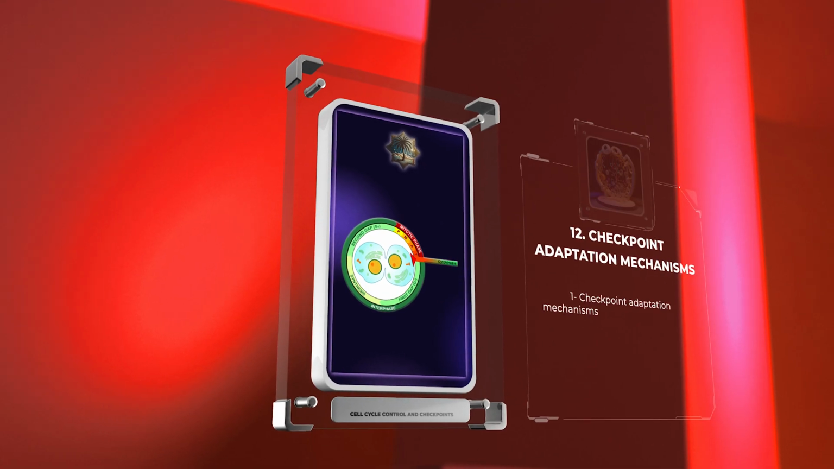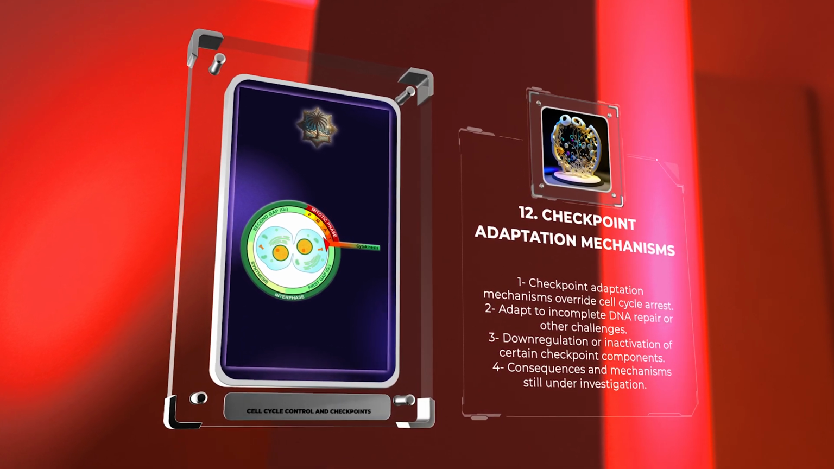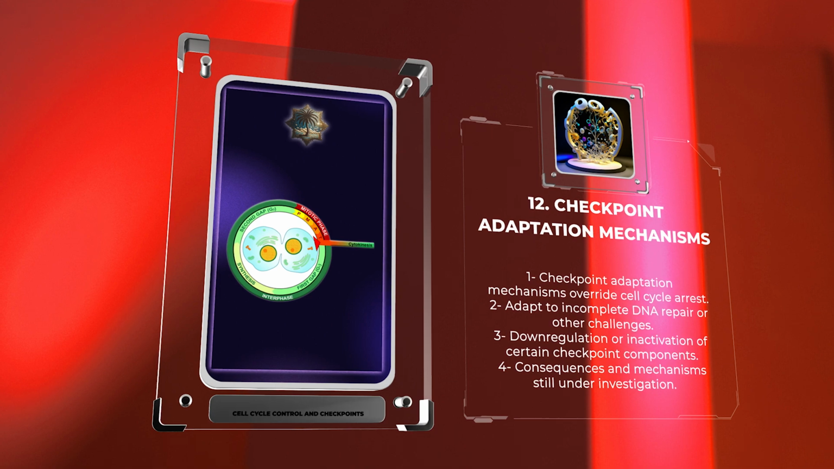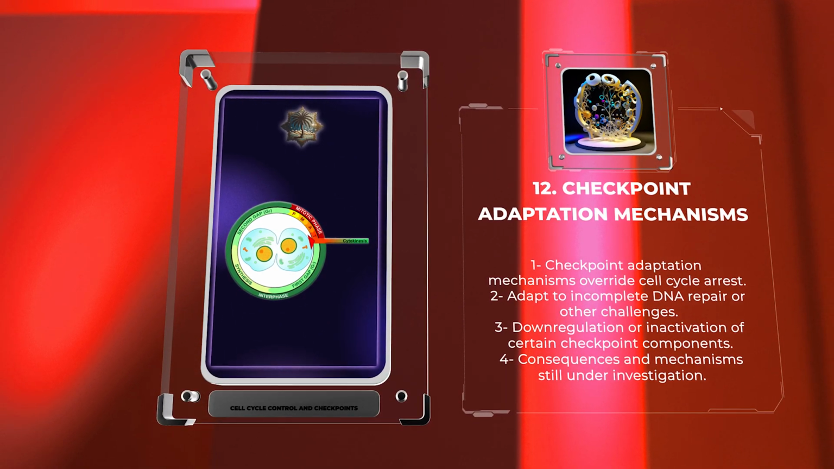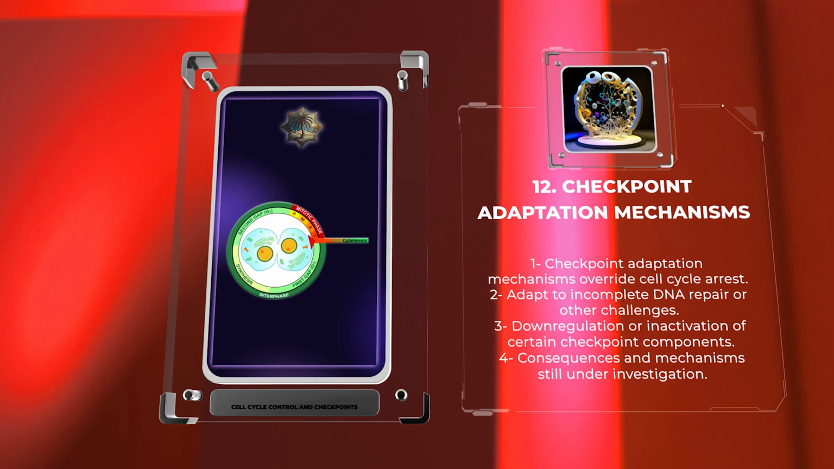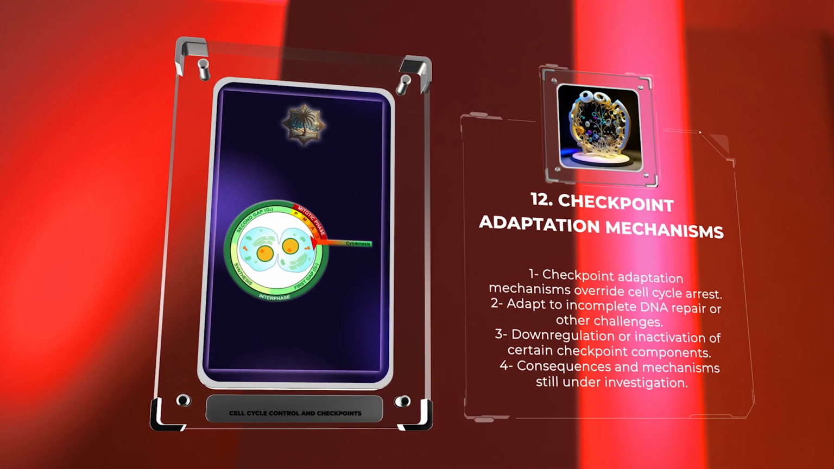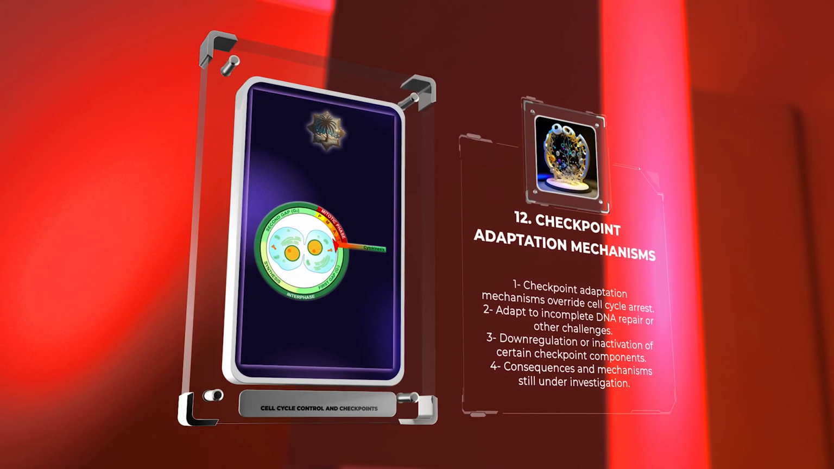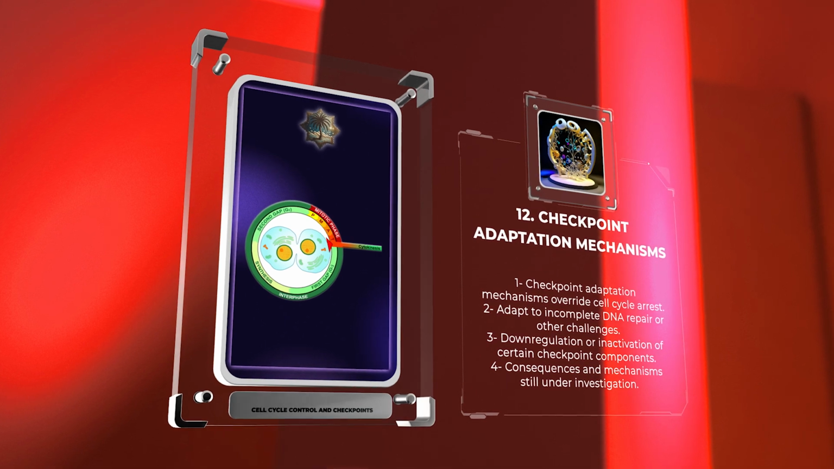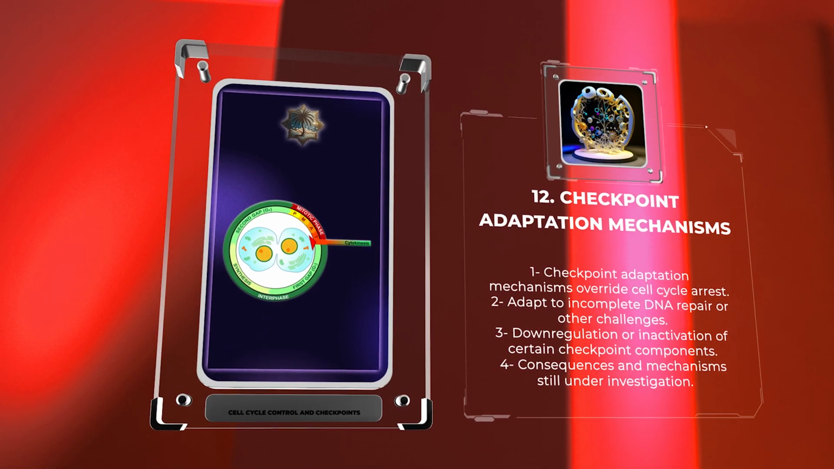Checkpoint adaptation mechanisms allow cells to override cell cycle arrest induced by checkpoints in certain circumstances. Cells may adapt to prolonged arrest, allowing cell division to proceed despite incomplete DNA repair or other challenges. This adaptation mechanism involves the downregulation or inactivation of certain checkpoint components, enabling cell cycle progression. However, the precise mechanisms and consequences of checkpoint adaptation are still under investigation, and their understanding holds significance in cancer biology and therapy.